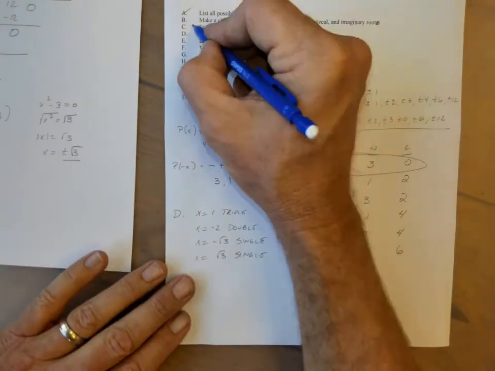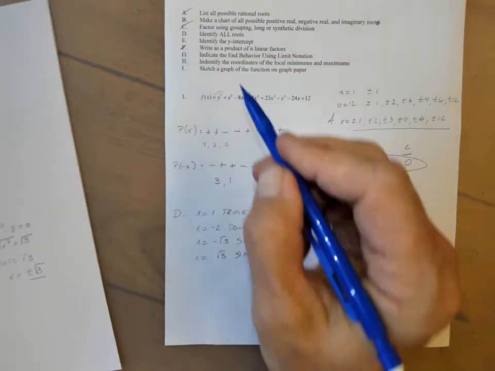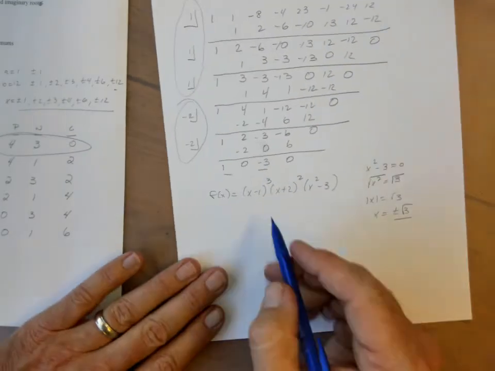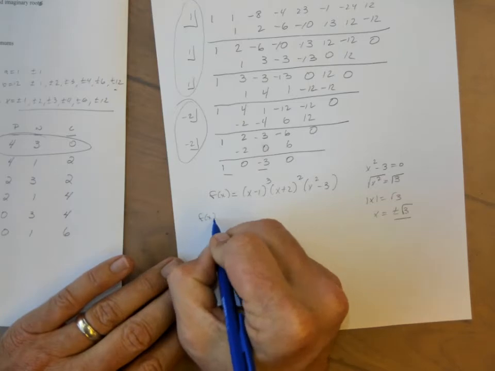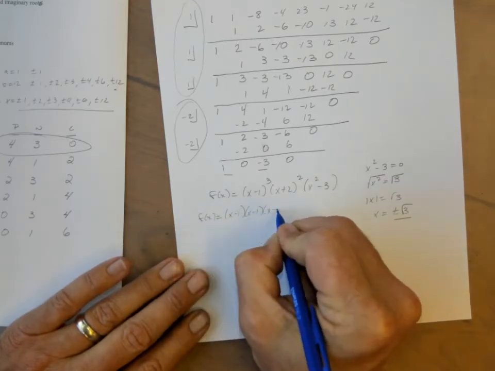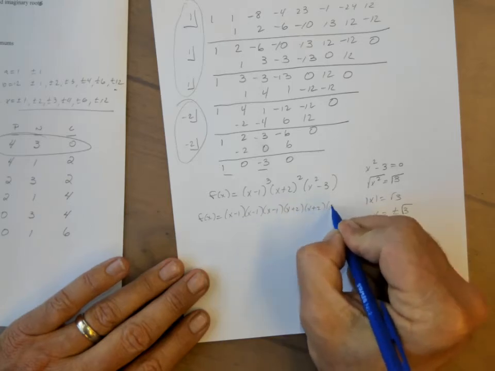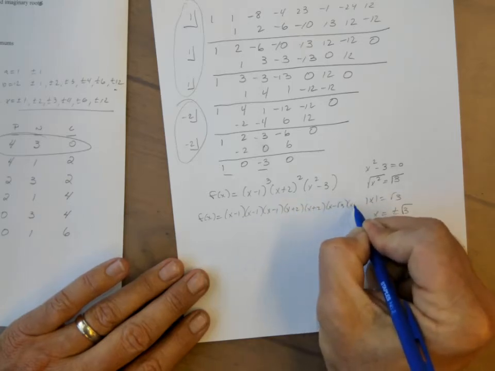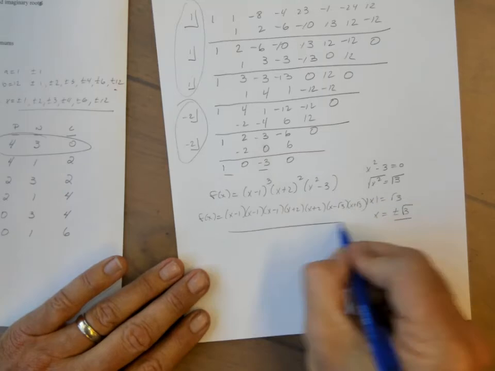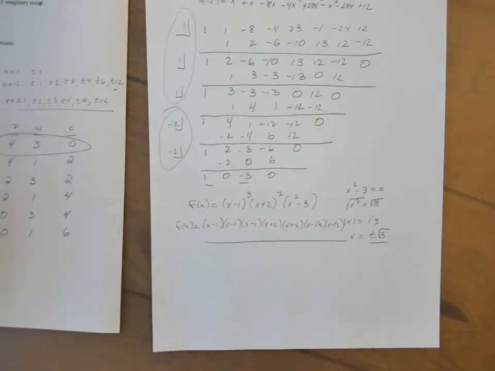Let's see. So we've factored it. And it wants us to write it as n linear factors. So just to go back here, there's our x minus 1 three times, our x plus 2 twice, x minus root 3, x plus root 3. So there is our n, our 7 linear factors.